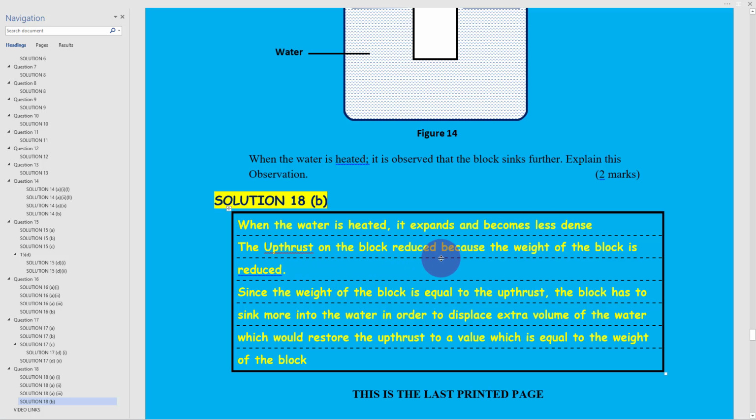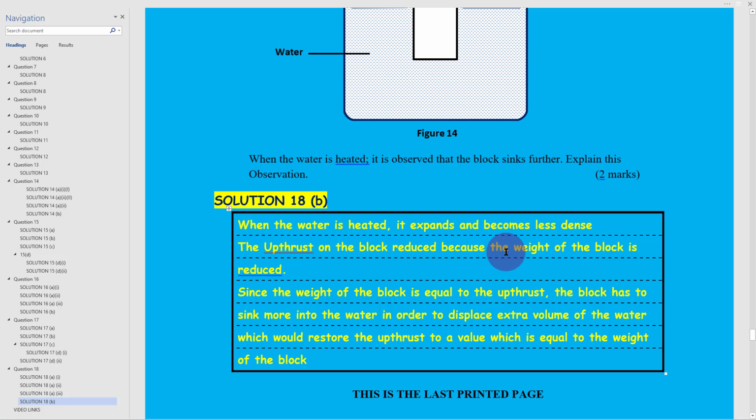The upthrust on the block reduces because the weight of the block is reduced. I think this one should be: the upthrust on the block reduced because the weight of the water displaced reduced. Why does it reduce? Because of the decreased density. So here I'm going to make some corrections. Since the weight of the block is equal to the upthrust, the block has to sink more into the water in order to displace extra volume of the water, which would restore the upthrust to a value which is equal to the weight of the block. So the weight of the block does not change. Remember that. It's just a mistake that I've made here.